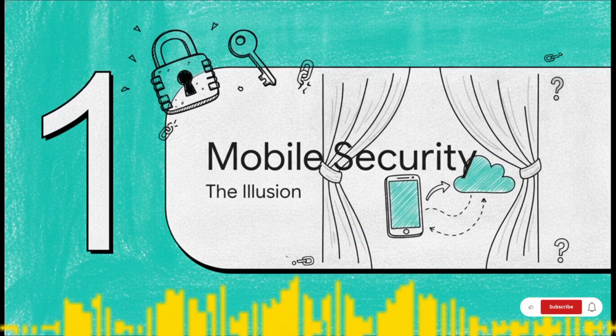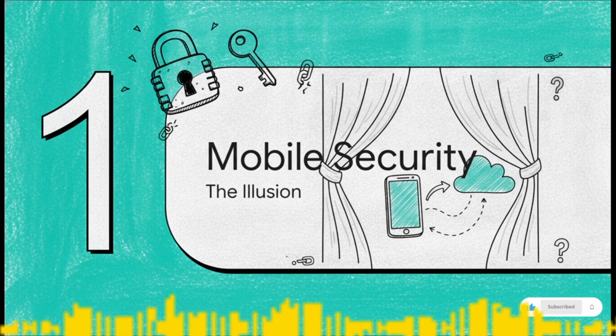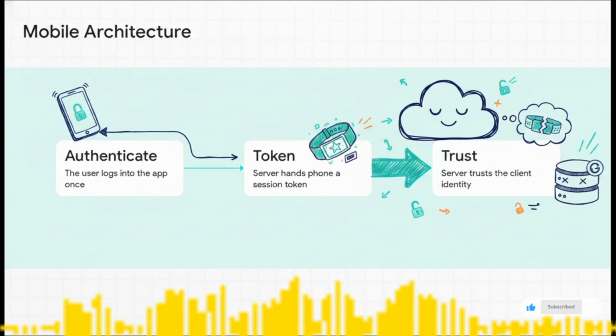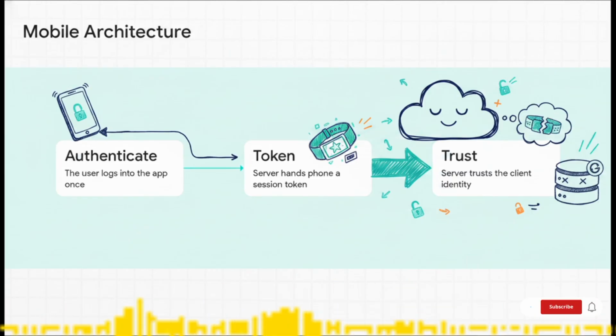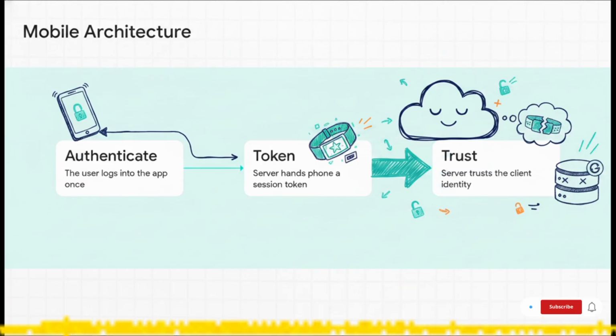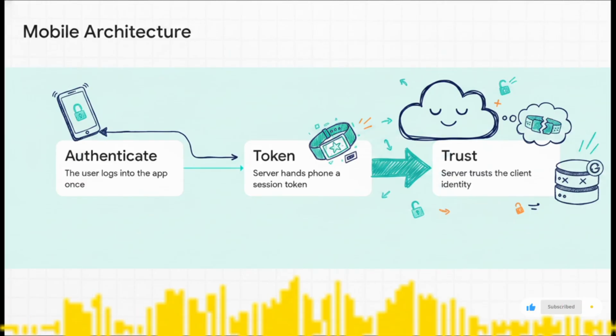Which brings us to our first section, the illusion of mobile security. To understand how this lock is picked, you have to look at the basic sequence of modern mobile architecture. When you open an app, you authenticate once. The server hands your phone a session token. And from that point forward, it just blindly trusts your client identity. The server's basically thinking, well, hey, they have the token, they must be allowed in.